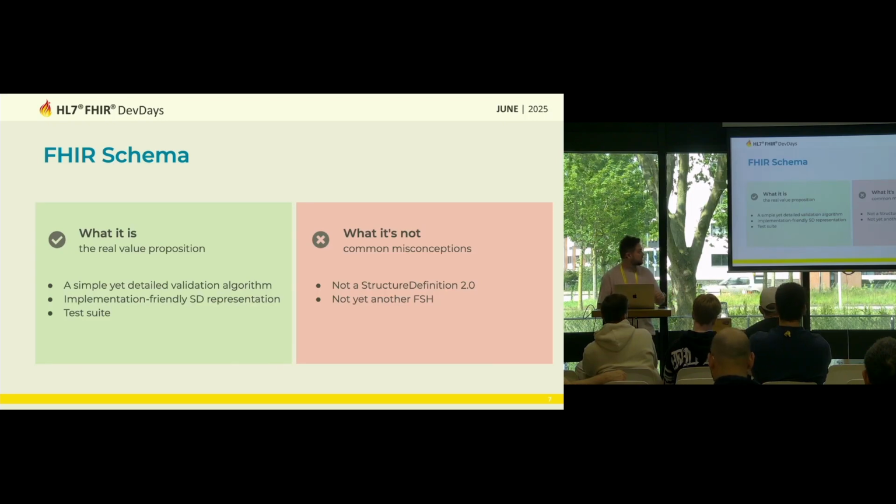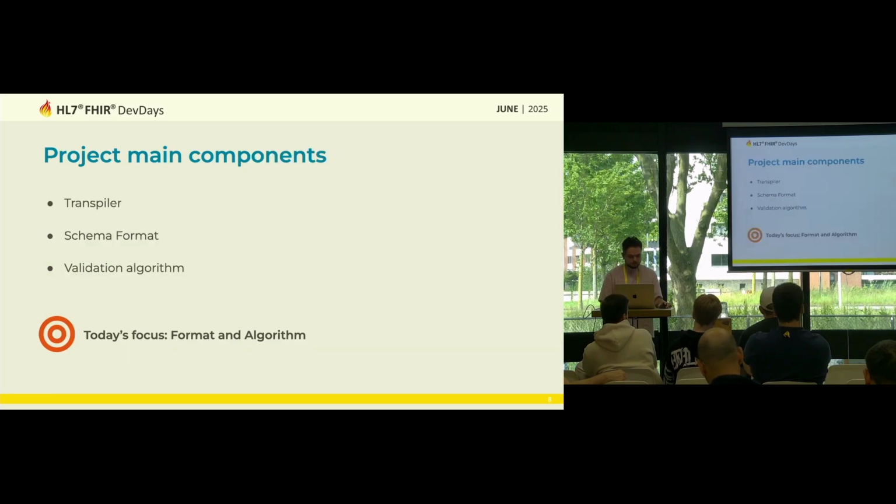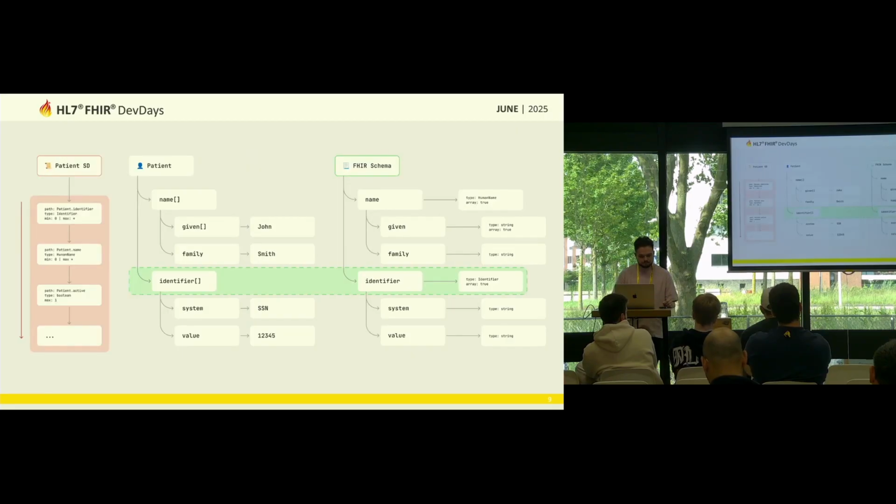Before we move on, there's one important thing to mention. This is not a replacement for structure definitions, so it's not about authoring. And of course, this is not yet another FHIR tool. This is for implementers, for people who are building validation engines. The project contains 3 main parts: the transpiler, which transpiles structure definitions to the FHIR Schema format itself, the validation algorithm, and the test suite. I forgot to include it in the slides. Today we're going to focus on the format and the algorithm. We'll just do a brief overview. So, the format.